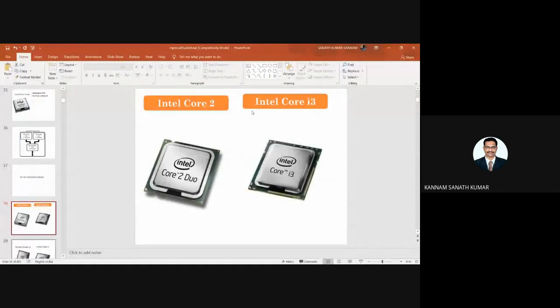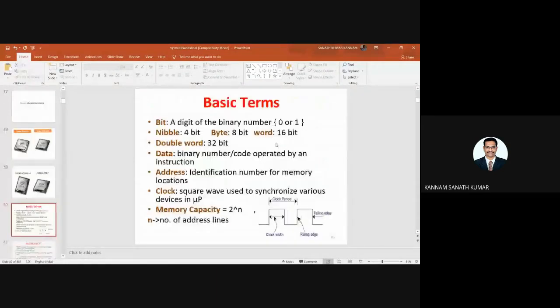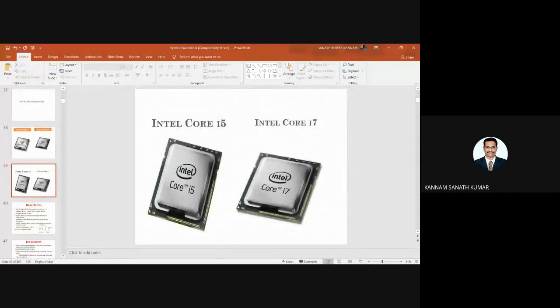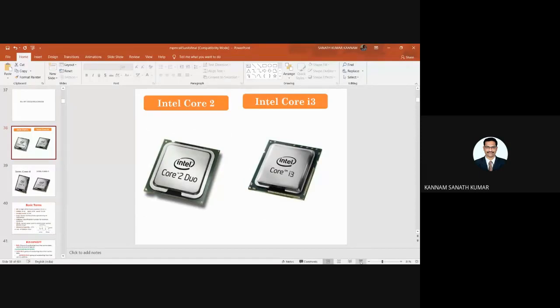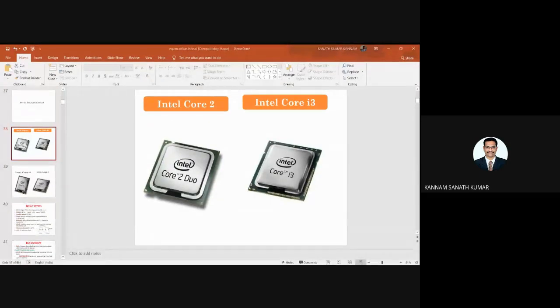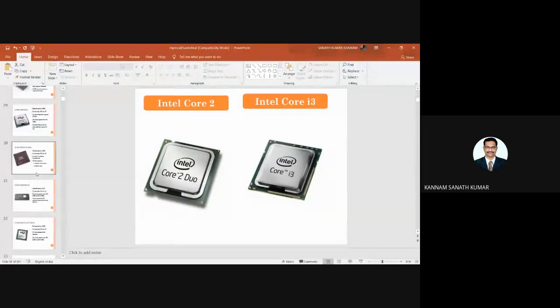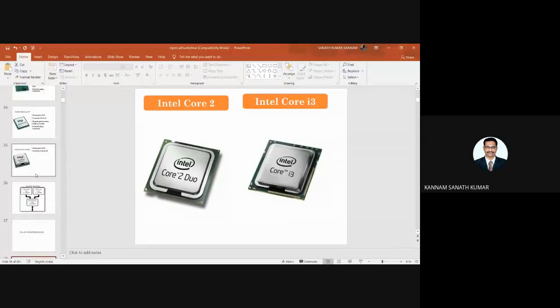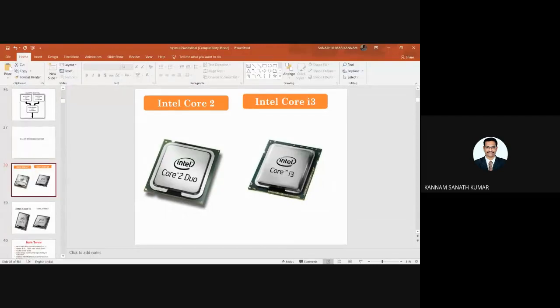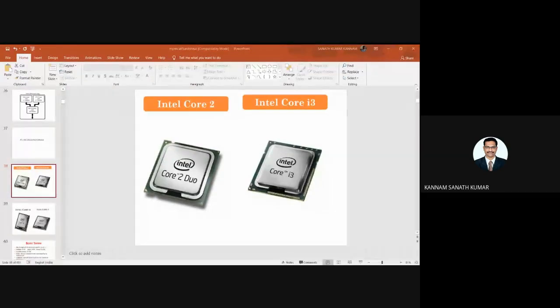So Intel Core 2, Intel Core i3. Okay, this comes under the dual core, and next you have Intel Core i5, Intel Core i7. Okay, so these are the history of a basic microprocessor. Is it okay? The history of microprocessor, how the microprocessor evolution came, students. Is it okay? Yes, sir.